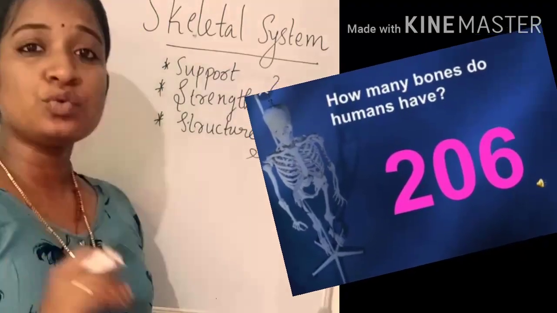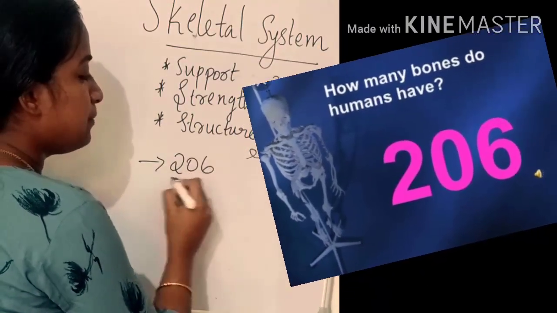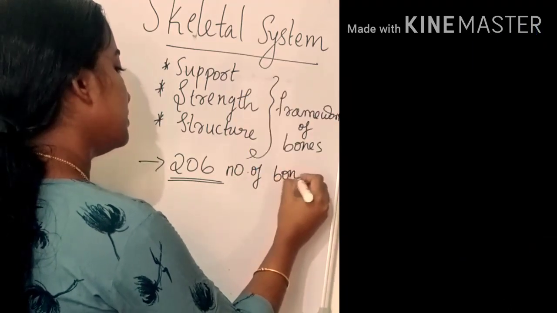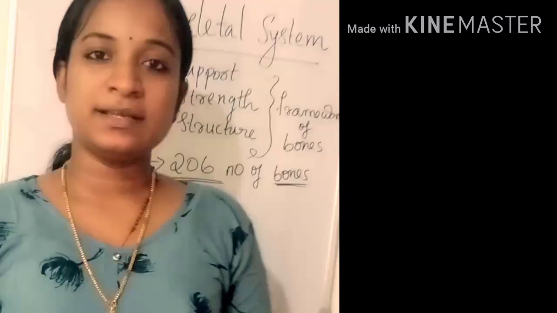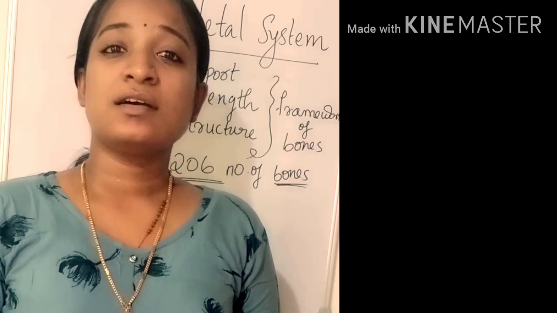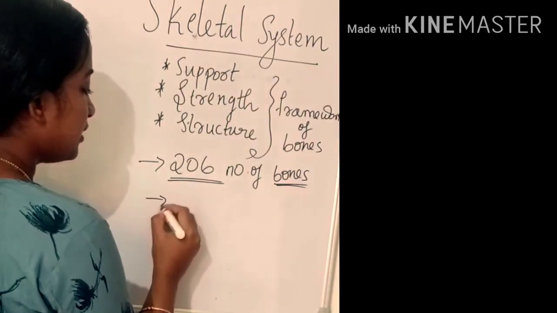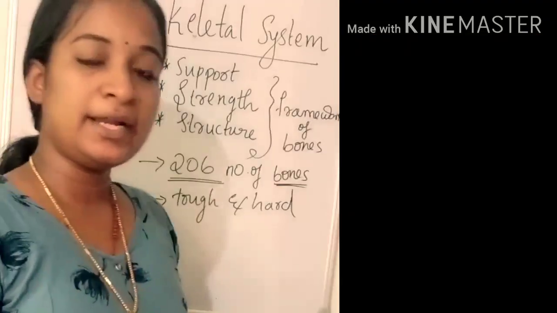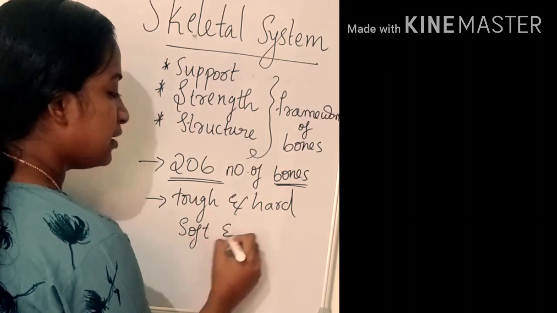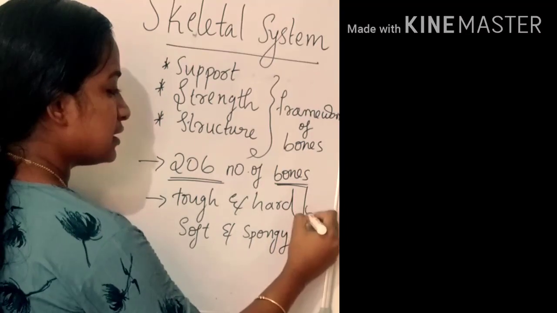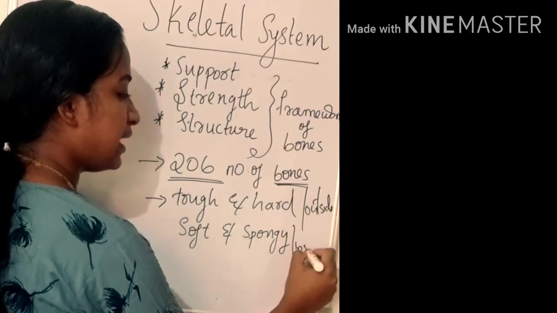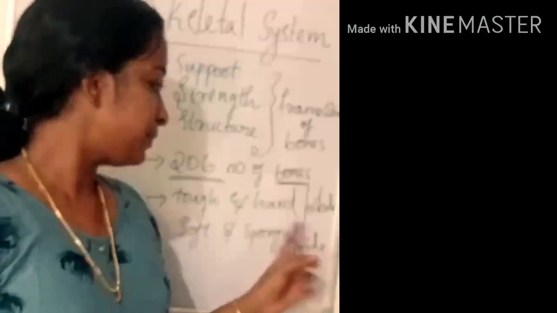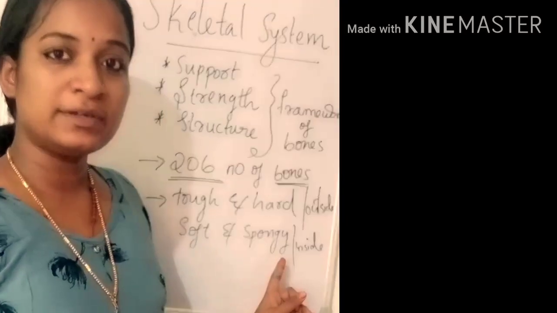In an adult human being, there are 206 bones. Okay, 206 bones. When we look at the outside, the bones are very strong, tough and hard. But when we look inside the bone, it is very soft and spongy. So this is the outside view and this one is the inside view.